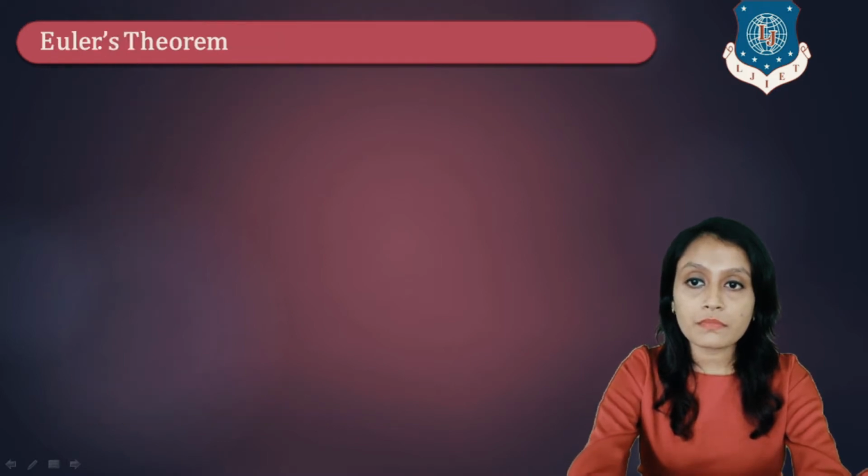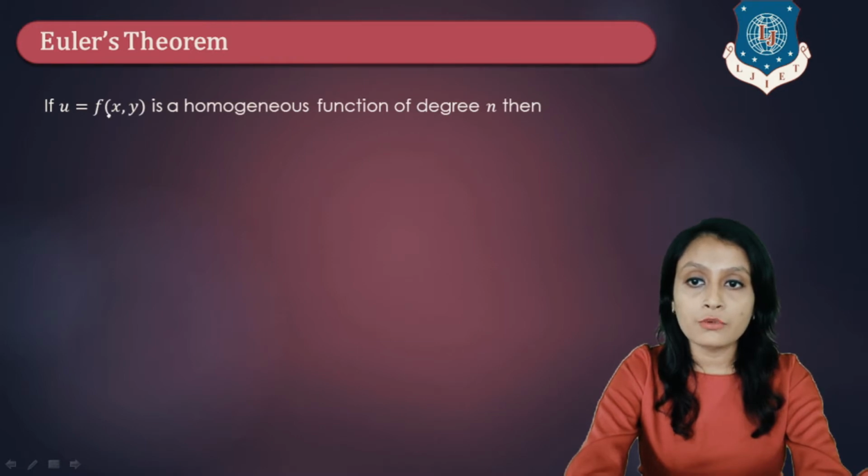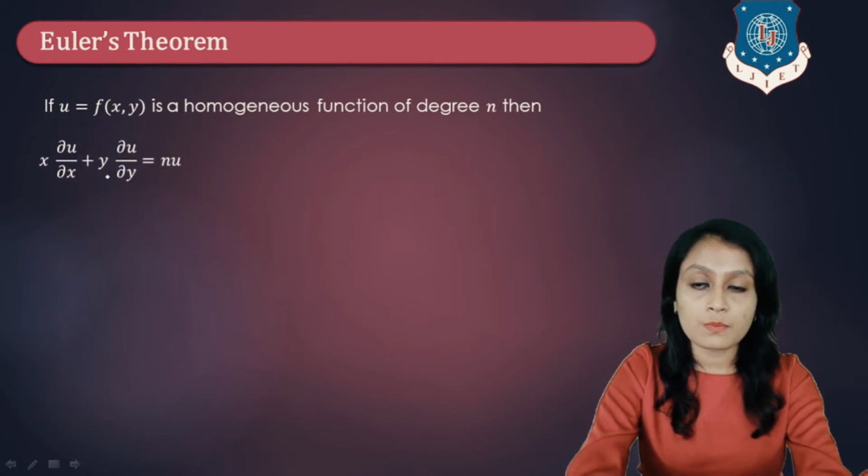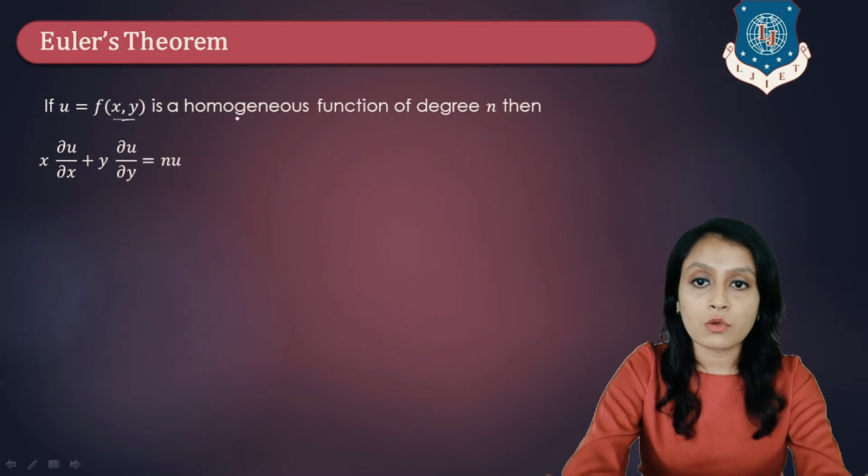Now let's study Euler's theorem. If u = f(x,y) is a homogeneous function of degree n, then x ∂u/∂x + y ∂u/∂y = nu. So if it is given that the function f(x,y) is a homogeneous function of degree n, and we want to find this term, x ∂u/∂x + y ∂u/∂y, there is no need to find the derivatives and no need to simplify. We can directly apply this formula, that is nu.